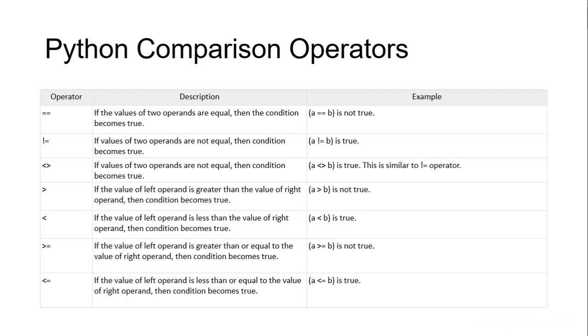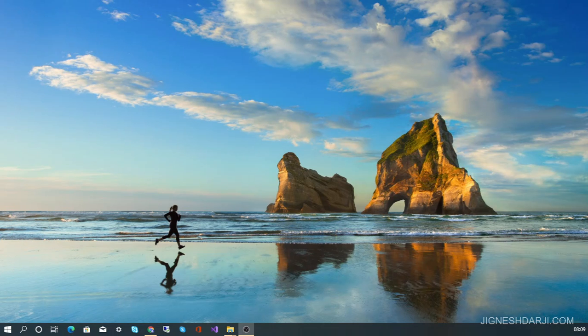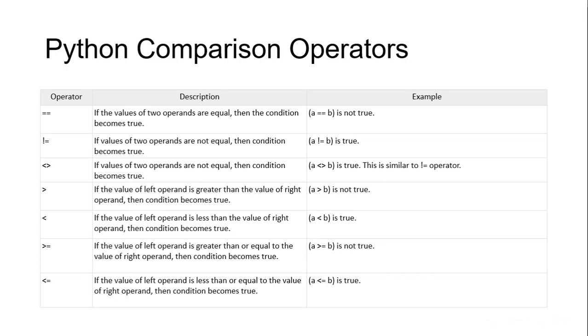In comparison operators we have equal to, not equal to, then a conditional operation that is the same as the not equal to operator. We have greater than, less than, greater than or equal to, and less than or equal to. This is a similar operator set that we have in C, C++, and other languages as well.